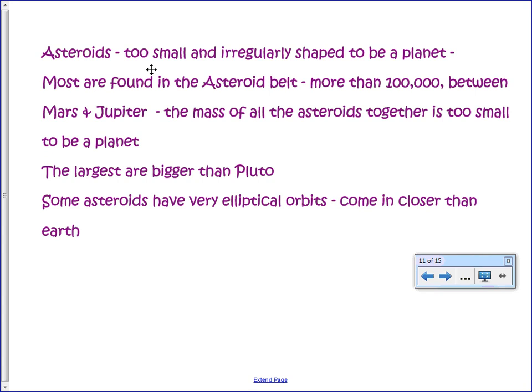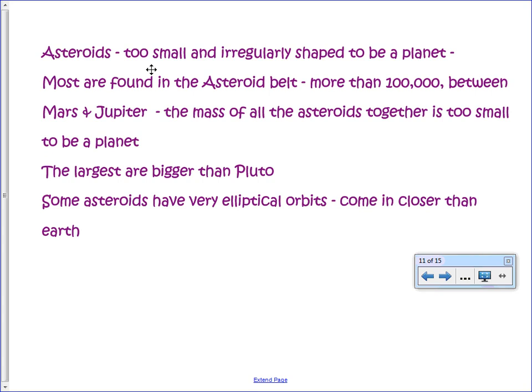Well, we talked before that the idea of where these came from is that either it was a planet that blew up or a planet that never formed. And if you can mathematically take the mass of all the asteroids together, it is too small to be a planet. So it wasn't a planet that got smashed.